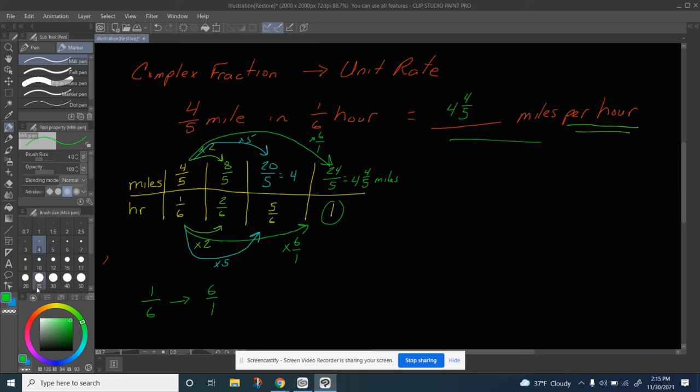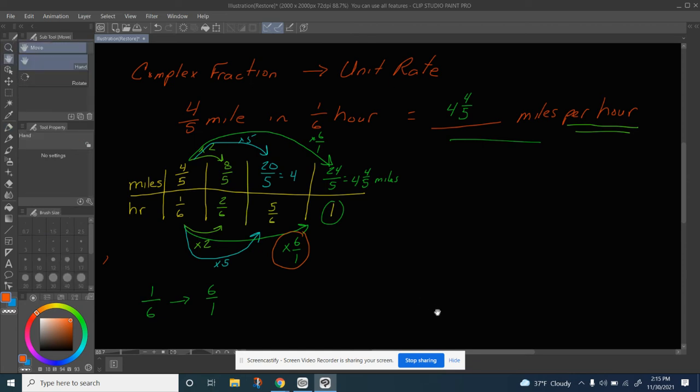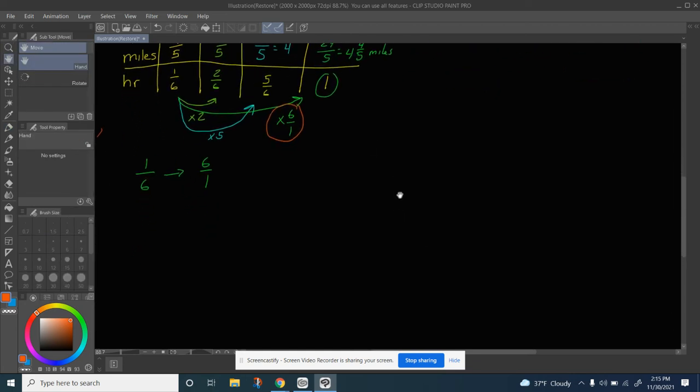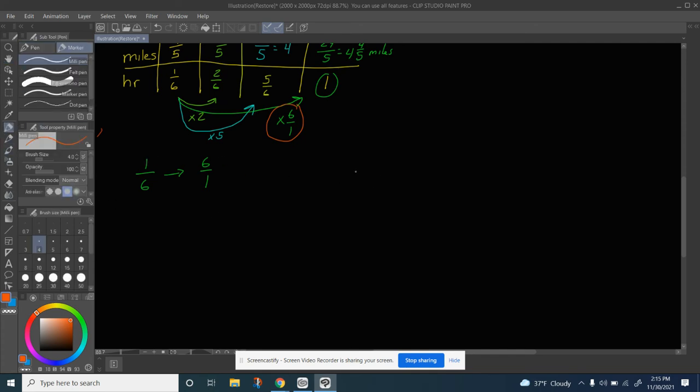Notice that we multiplied by the reciprocal. So we multiplied by 6/1. When we multiply by the reciprocal, that reminds me of division. So we can also say that we have 4/5 of a mile per 1/6 of an hour. And to find the unit rate, we are going to divide. This is just a division problem.